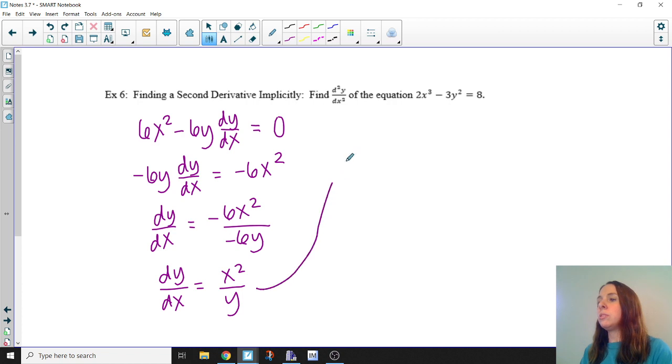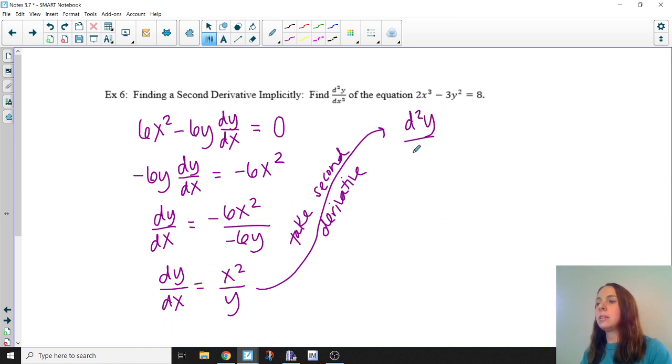So when we go to do our second derivative, we can just say that the derivative of dy over dx is the second derivative. On this side, however, we are going to need to use a quotient rule. Remember, quotient rule is low d high minus high d low, all over low low, and away we go. Let's do it.